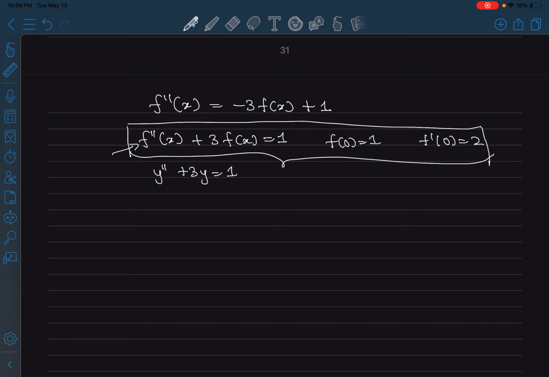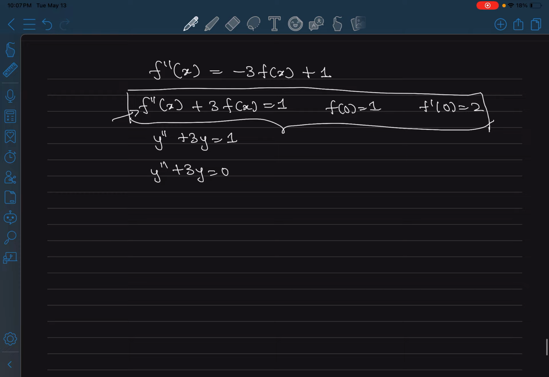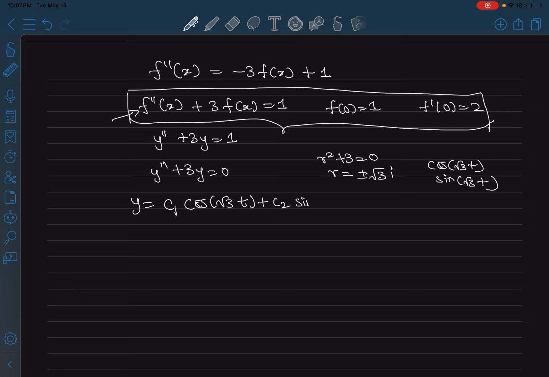That's it, guys. So, to solve it, first of all, we will solve the homogeneous part, which is y double prime plus 3y is equal to 0. Actually, the characteristic polynomial is r squared plus 3 equals 0. So r is equal to plus or minus root 3 i. That means the solution will be cos root 3t and sine root 3t, right? So that means c1 cos root 3t plus c2 sine root 3t. This is the answer for the homogeneous part.